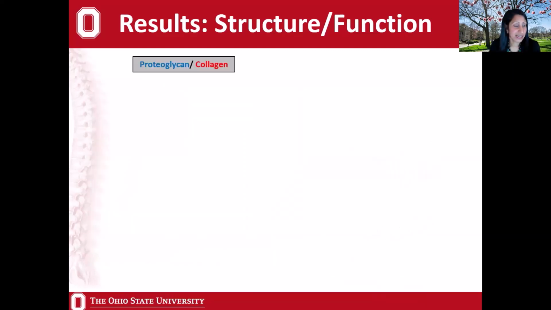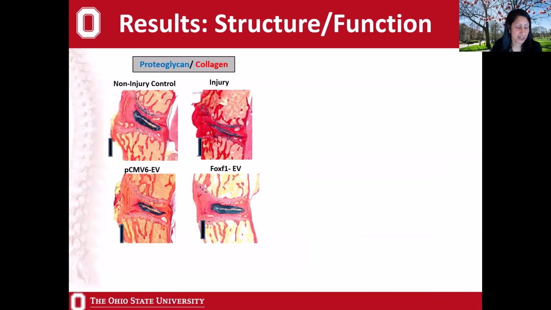So then looking at structure function, we want to look at the extracellular matrix, right? So looking at proteoglycan and collagen. We performed histology on discs from our different groups. So here we have control. You can see the nice hydrated disc. This is Alcian blue, picrosirius red, where the collagen is red and the proteoglycan is blue. So control looks great. With injury, you can start to see collapse and disorganization, a thinning of this nucleus pulposus proteoglycan band, but we see restoration with our FOXF1 group similar to the control.